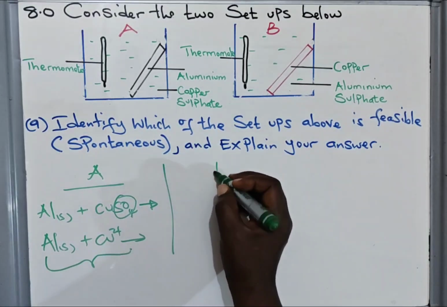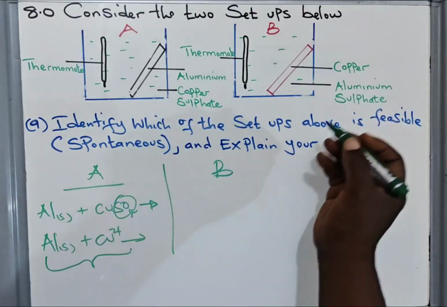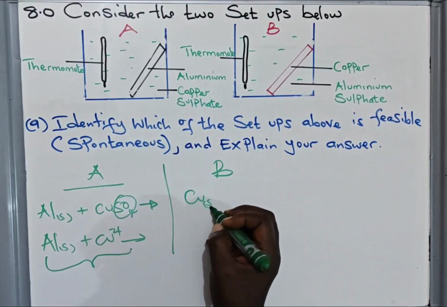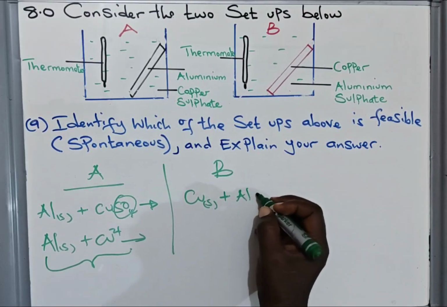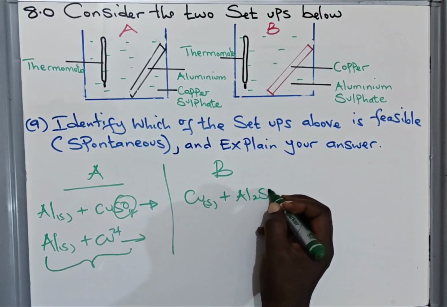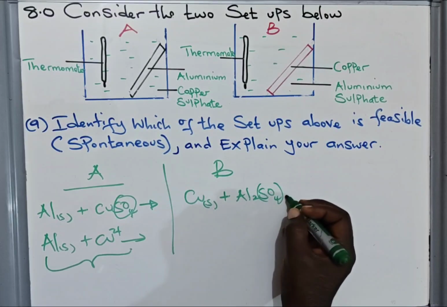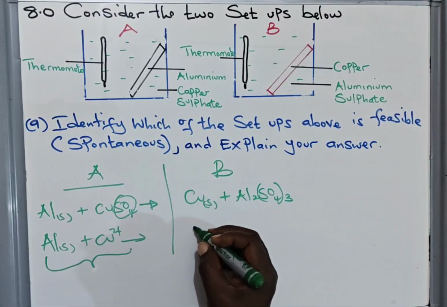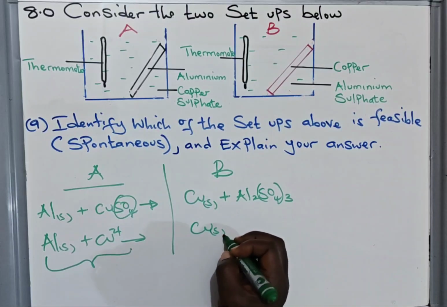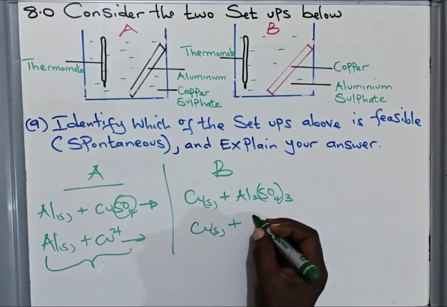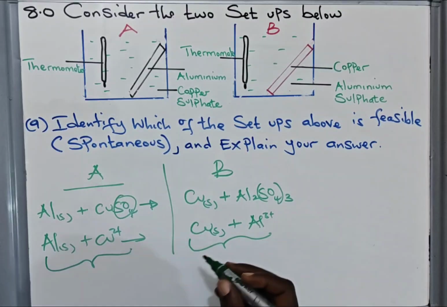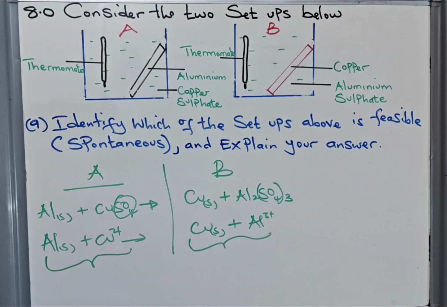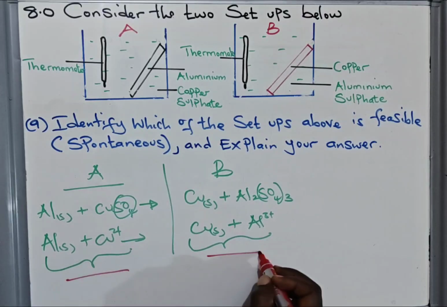In B, what do we have? We have the copper strip. So we have the copper solid reacting with aluminium sulfate. Technically, this is the reaction taking place. It's copper solid reacting with aluminium ions. So, yes, we have these two reactions. And the question is, which one is feasible?